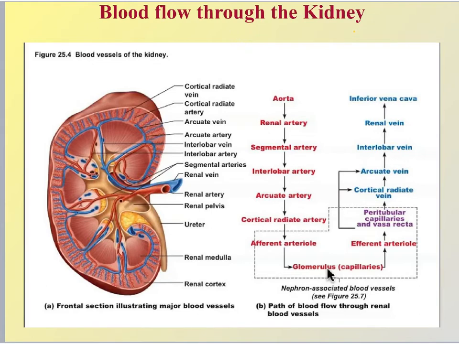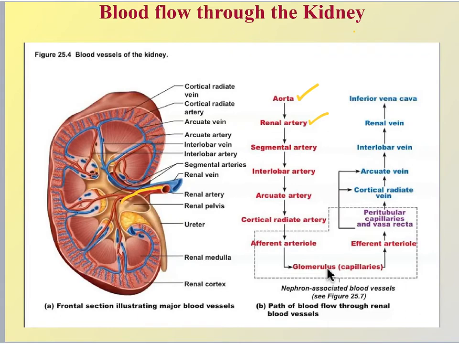So the aorta would be the main vessel that's carrying oxygenated blood away from the heart, and there's a branch off of the aorta called the renal artery. And so here in red, you can see the renal artery right here. And then, as you know, as blood vessels travel to their destination, they branch and get smaller and become more numerous. And that renal artery is going to branch.